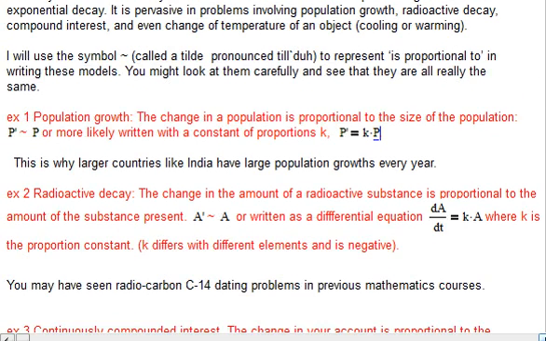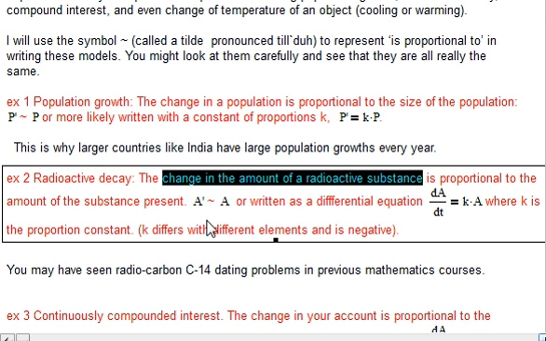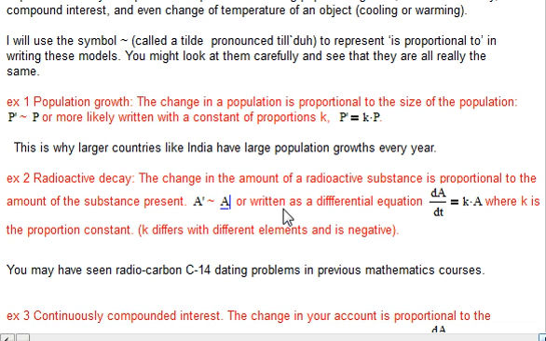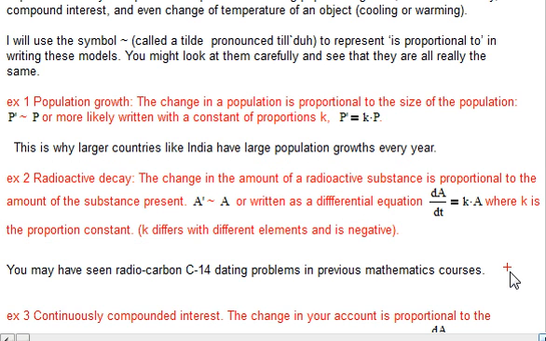All right. Radioactive decay. The change in the amount of a radioactive substance is proportional to the amount of the substance present. A prime is proportional to A. Or written as a differential equation, dA/dt equals K times A, where K is a proportionality constant. By the way, K differs with different radioactive elements. Some deteriorate faster than others. And K will be a negative number in the case of radioactive decay. By the way, K would also be a negative number in the population model if the population we're looking at was shrinking exponentially.